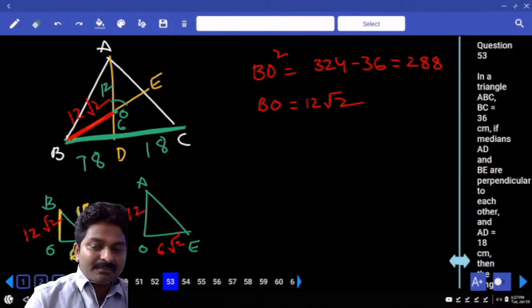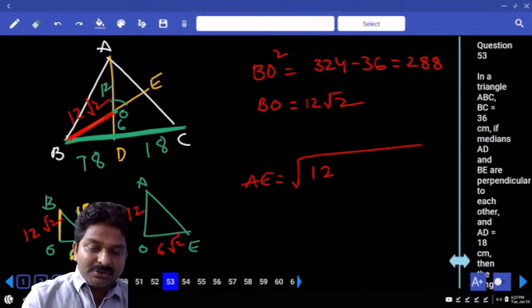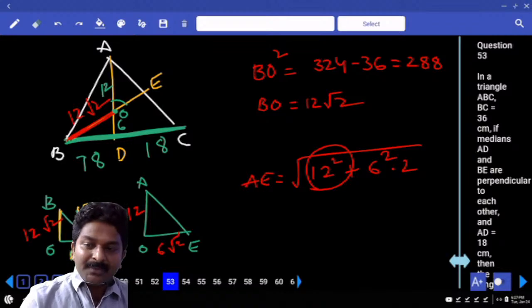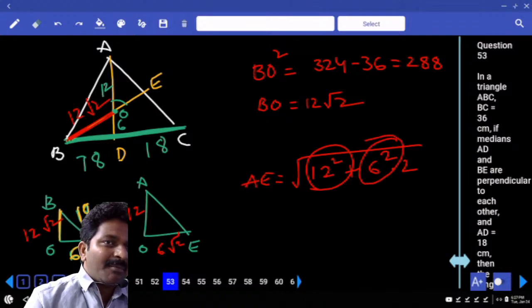A is equal to the square root of 12 square plus 6 square into root 2 whole square. Can I write it as 6 square into 2? Yes? Here you can take 6 square common. Here also you can take 6 square common.